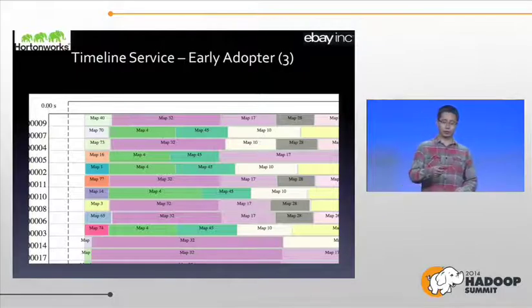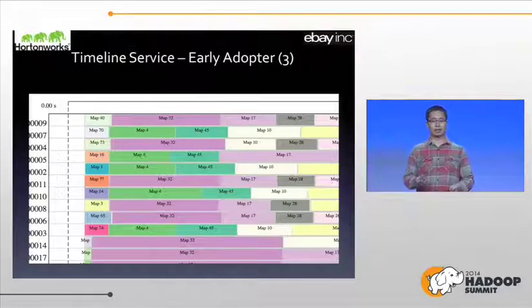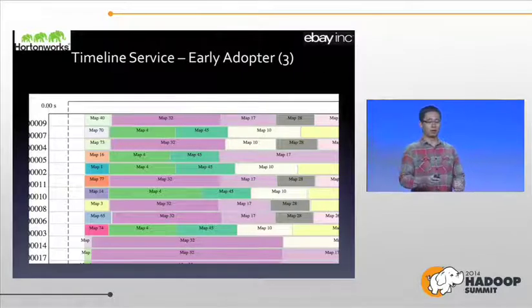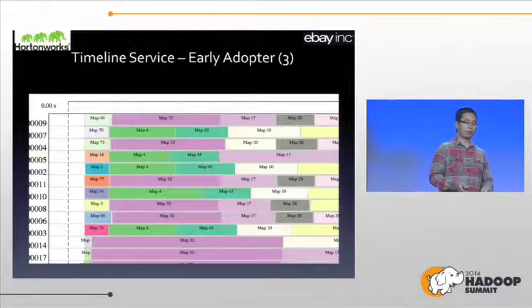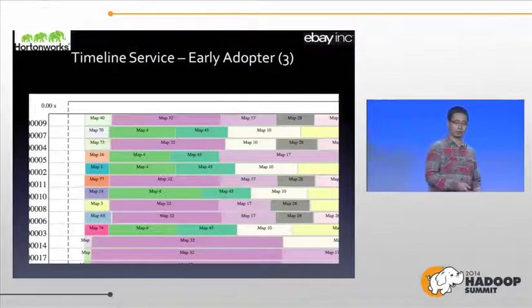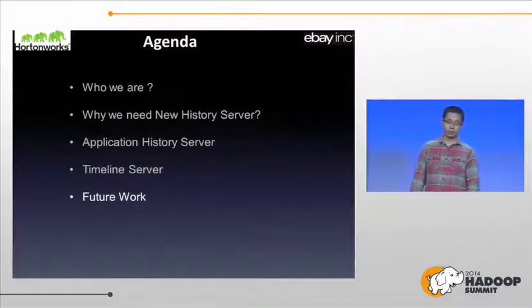Here you can see each row is actually a container. It is showing the sequence of mapper tasks that are running on that container. The width of the map task block is defined by the map start event and the map stop event that have been stored in the timeline server. That is pretty much from the timeline server side.